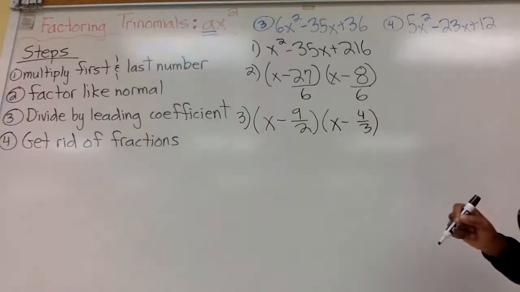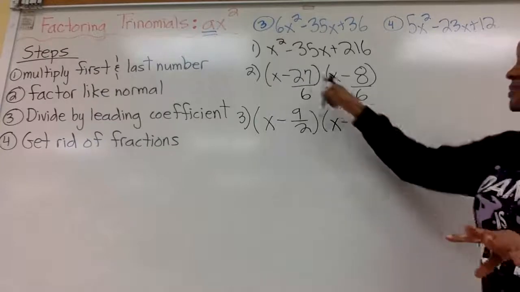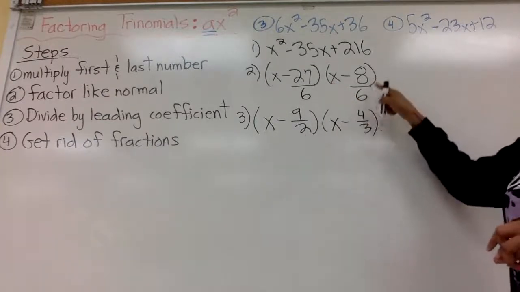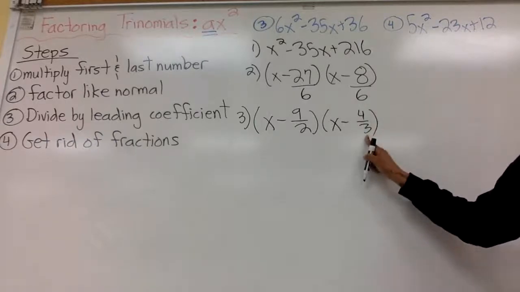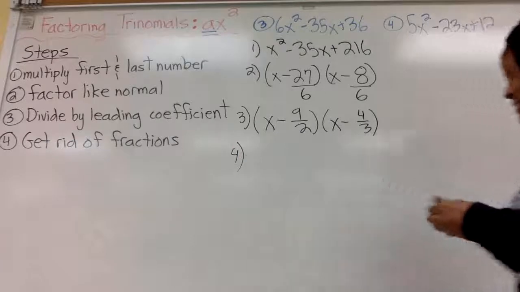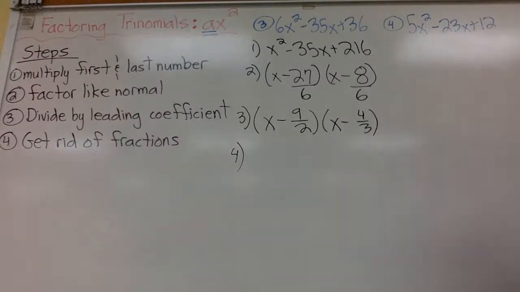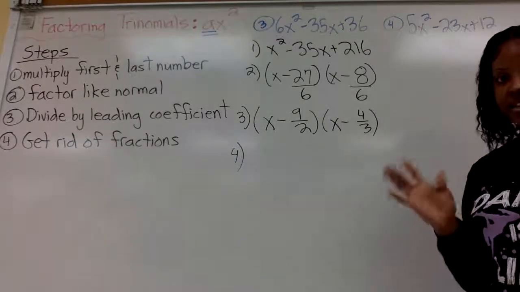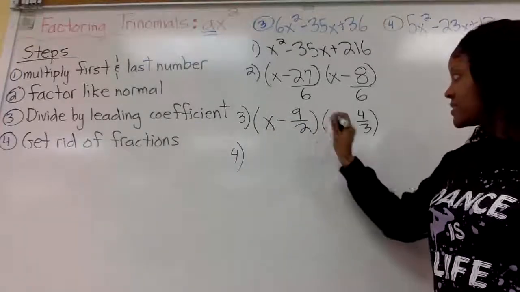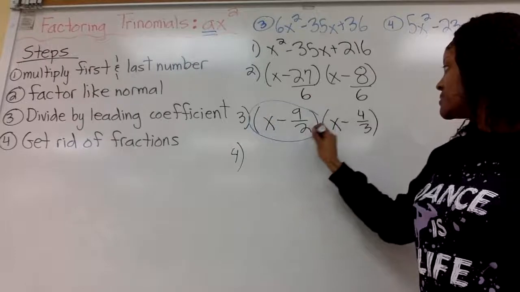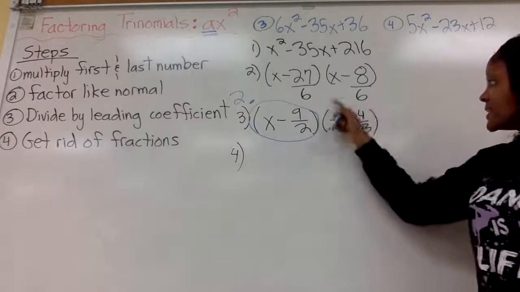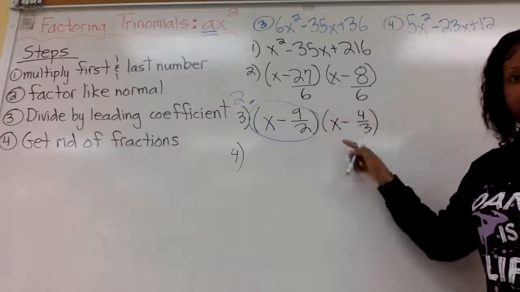So reduce, reduce. 27 over 6 reduces to 9/2. 8 over 6 reduces to 4/3. Now we're on the last step. This is the first one we've seen where we're going to have to multiply by two different fractions, and that's okay. So this one is going to have to get multiplied by 2. And then this one's going to get multiplied by 3.